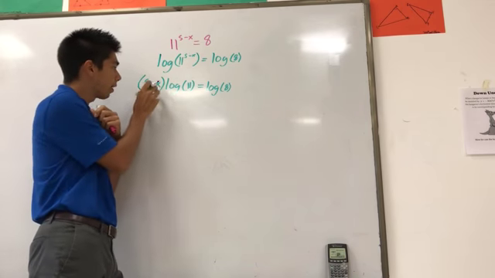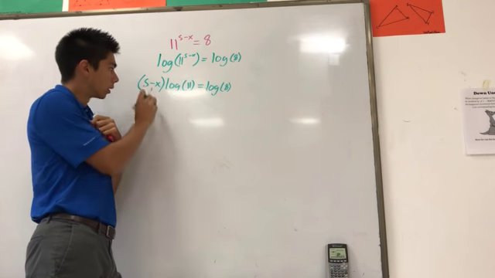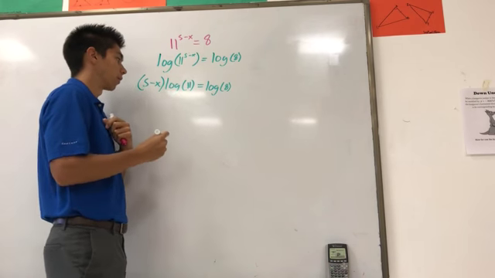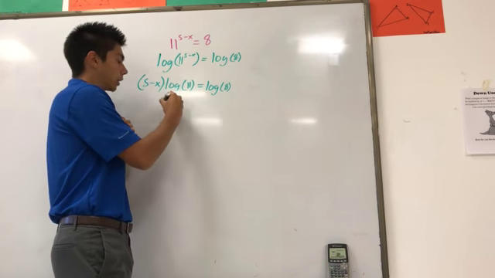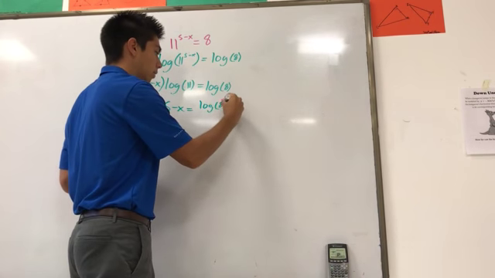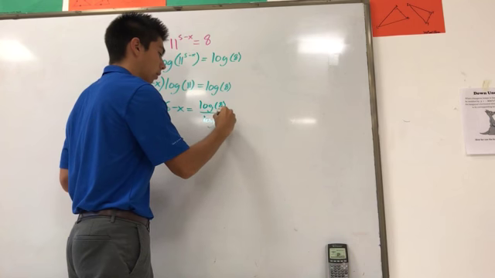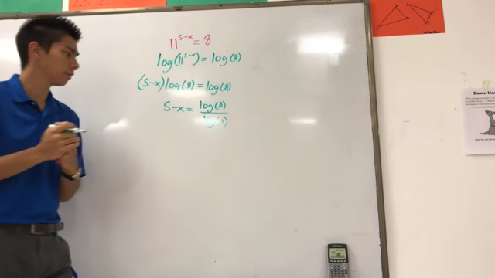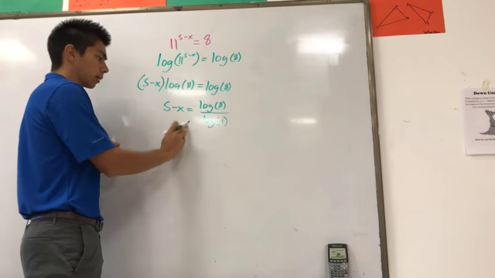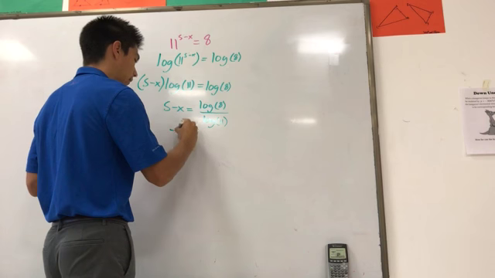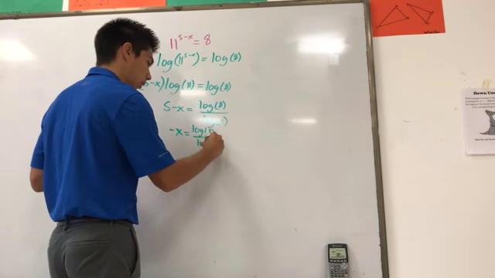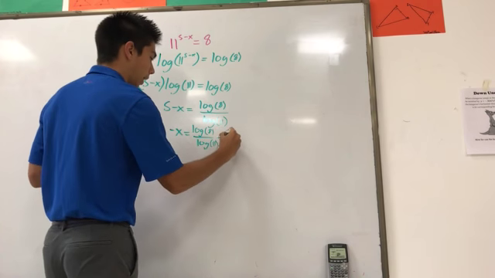Okay? So once we get to here, we have 5 minus x times log 11. We can't really do anything about the 5 at this point, so we need to divide by log 11 first. So we are going to divide both sides by log 11. So we get 5 minus x equals log of 8 over log 11. Once we get to here, we still want to get the x by itself, so we're going to subtract 5 from both sides. So we get negative x equals log 8 over log 11 minus 5.